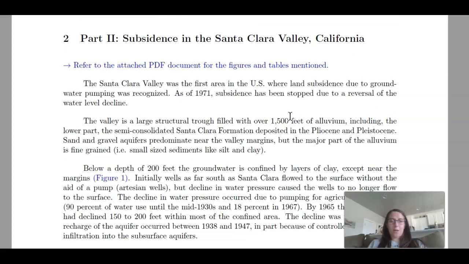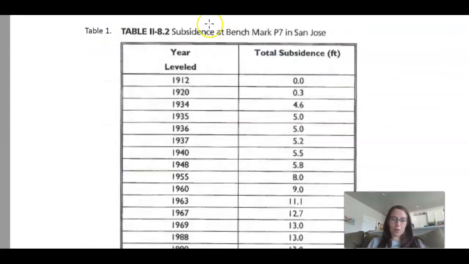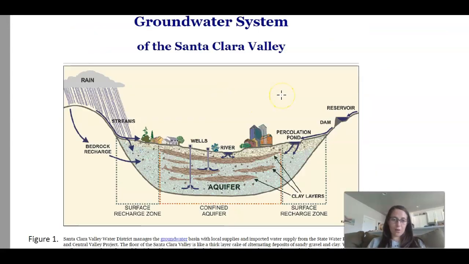Okay, part 2, subsidence in the Santa Clara Valley in California. In here, this is where I'm going to point out the different figures that you're going to use from the attached PDF document also on Blackboard. That document should look something like this. This is going to be the first figure within there. And you have, I think, 8 different figures and tables to look at. So that's on Blackboard. If you can't access it for some reason, let me know and I'm happy to give it to you. Otherwise, you won't be able to complete this lab.